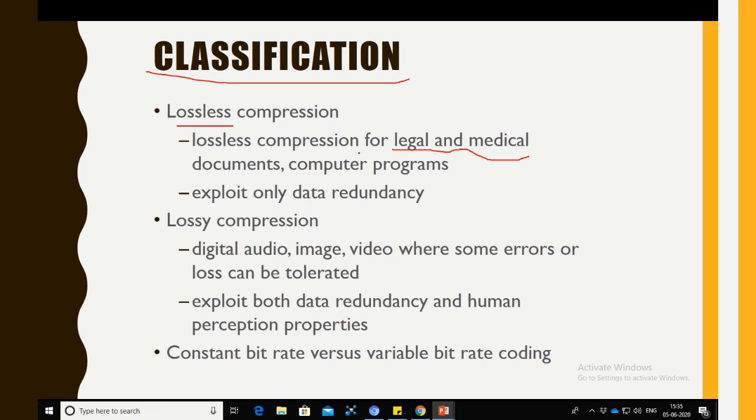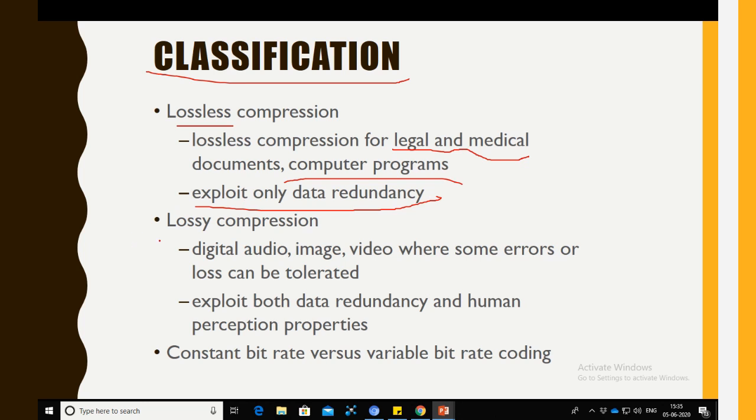Computer programs, yes. Suppose I give you a lab handout with a sample program, and I delete two or three important lines of it, your program will never run. When we talk about redundancy, which we have seen, lossless compression deals only with data redundancy. We try to find out which data is reoccurring in the original data, and whether we can replace it with something else.